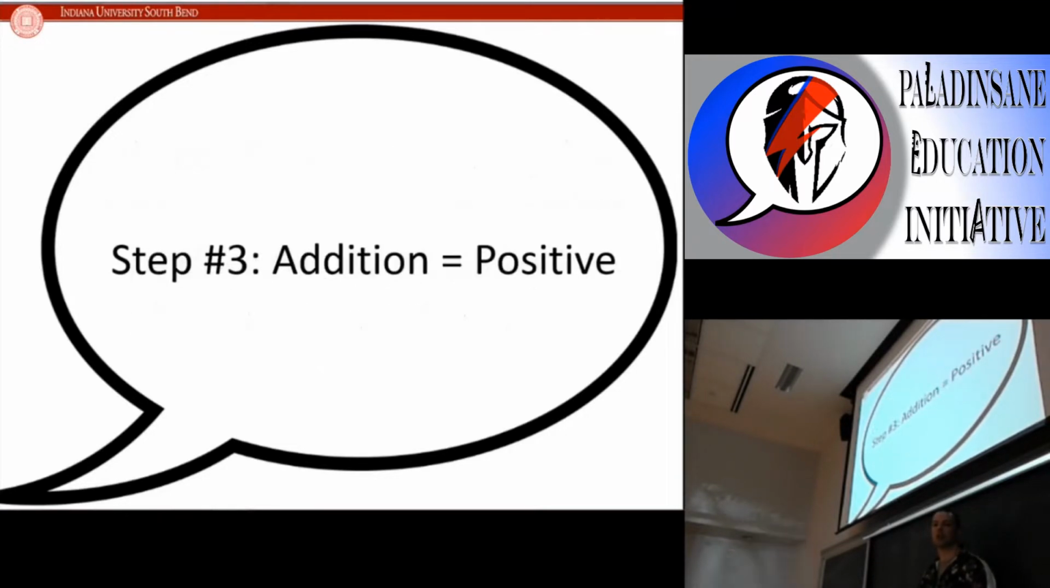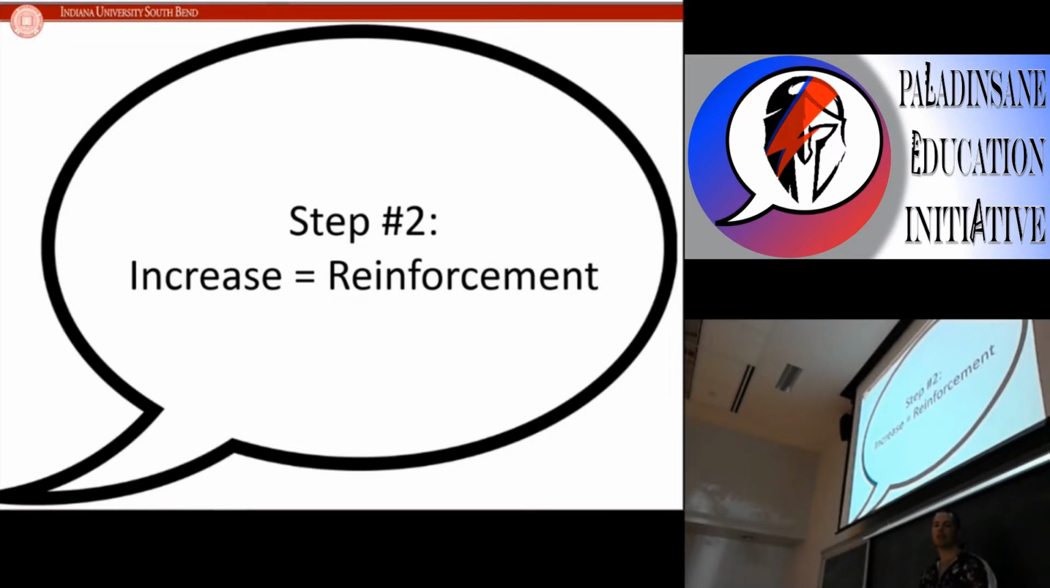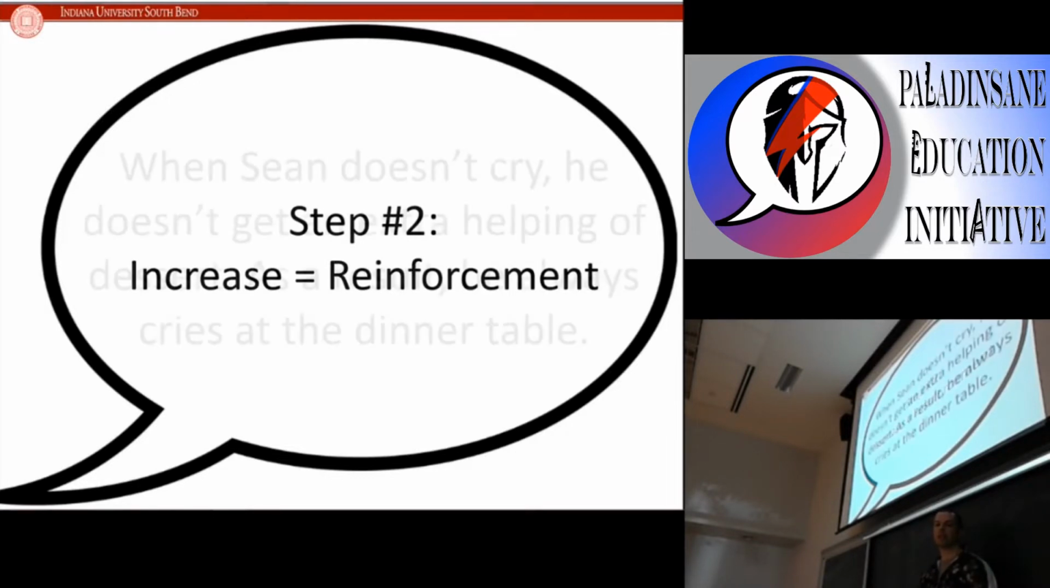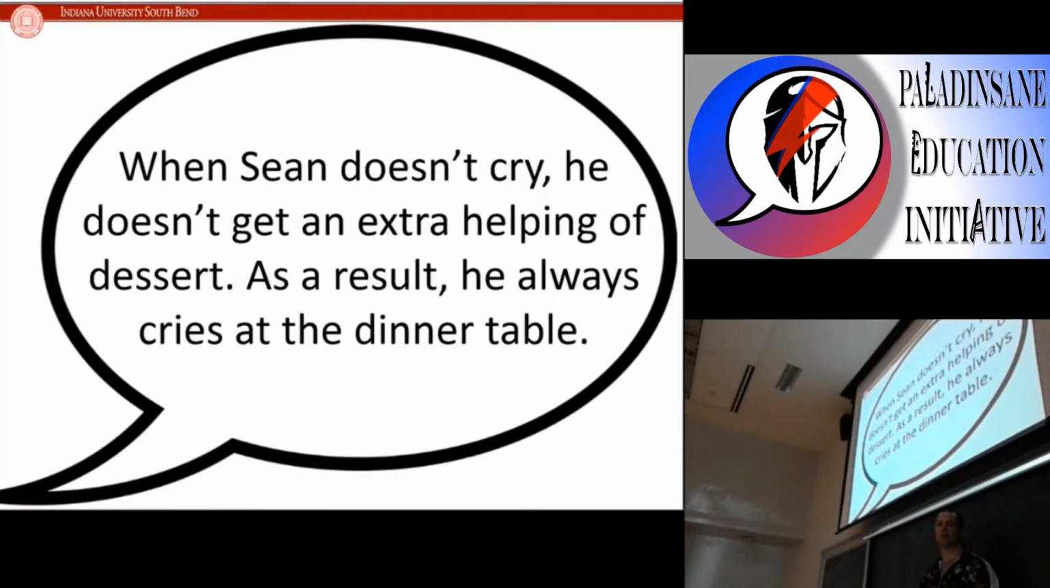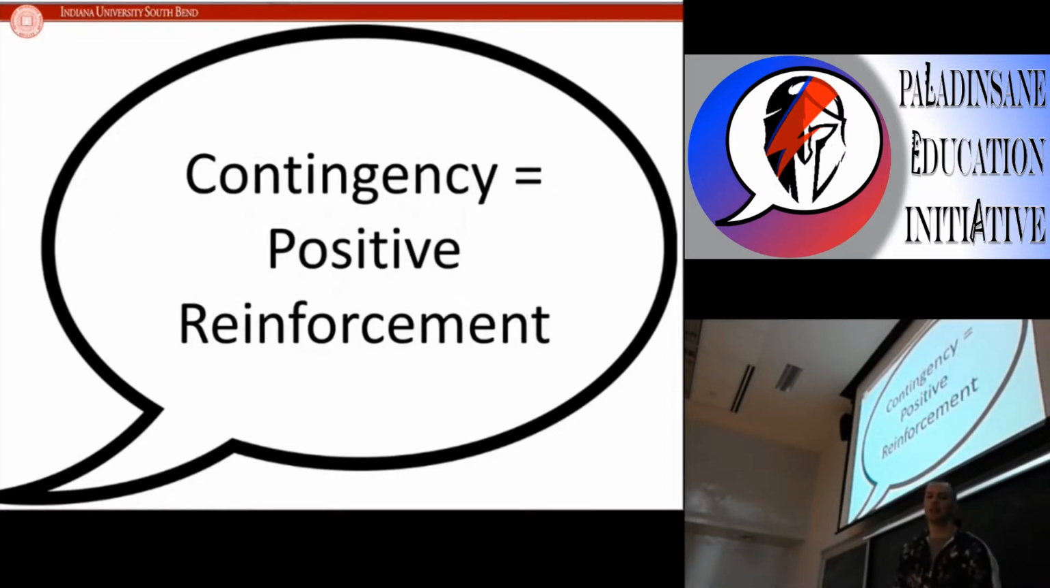Addition equals positive. So to finally answer the question, we combine it with step two, where an increase is reinforcement. And we see that the situation described here, when Sean doesn't cry, he doesn't get an extra helping of dessert. As a result, he always cries at the dinner table. Sean is under a contingency of positive reinforcement.